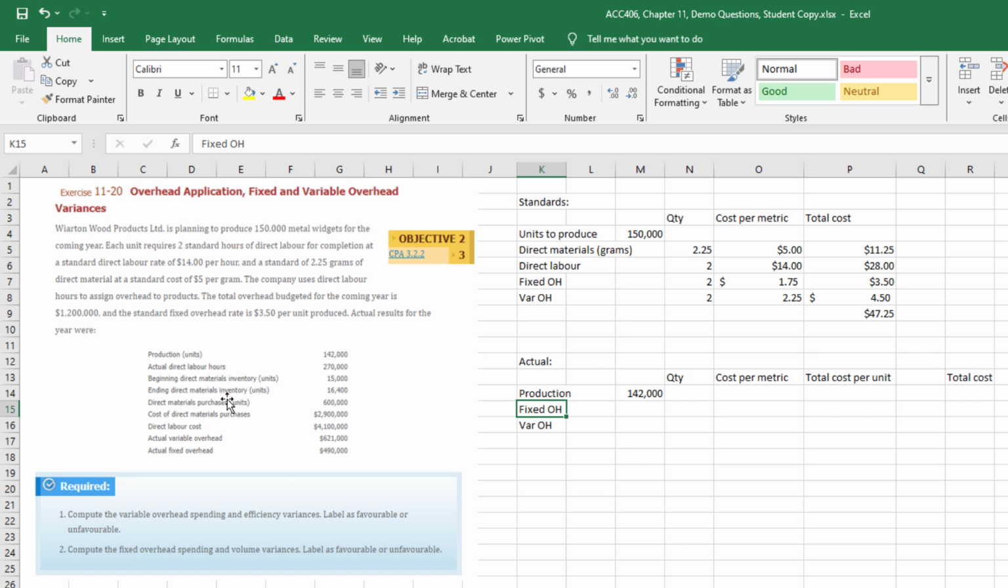Direct materials, direct materials, direct materials, don't care. Direct labor costs, don't care. Actual variable overhead in total was 621,000. Actual fixed overhead was 490,000.